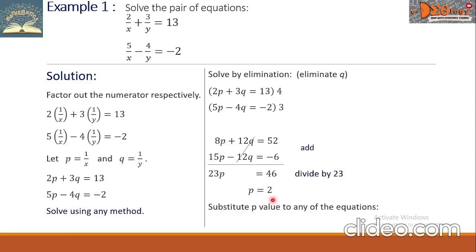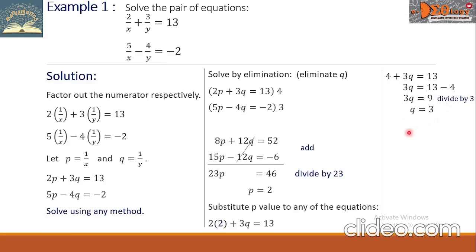Now we substitute this p-value to any of the equations. Let's say in the first equation, this 2p plus 3q equals 13 becomes 2 times 2 plus 3q equals 13. This 2 times 2 becomes 4 plus 3q equals 13. This 4 we transpose to the right. So we have like this, and the right side becomes 9. Now let's divide by 3. We will get the value of q as 3.